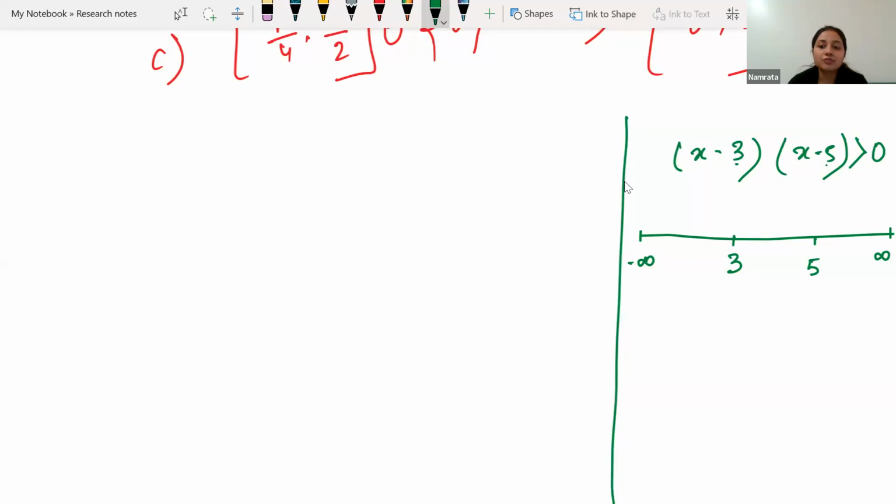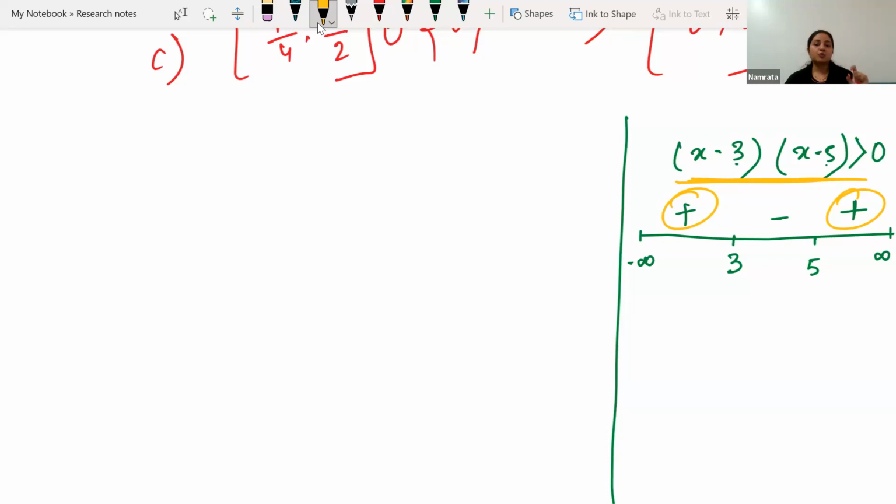Now what we have to do from the right hand side, which one is the right side? This one is my left hand, this one is my right hand. From the right side, I will start placing the signs. Here I'll write plus sign, here minus sign, here plus sign. And what exactly this inequality says is that x minus 3 times x minus 5 must be greater than 0. That means we need to take the positive case from the number line.